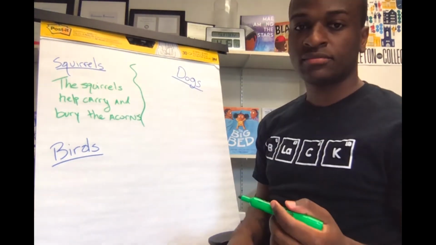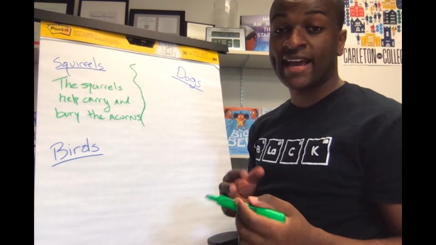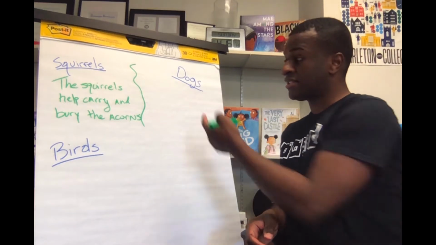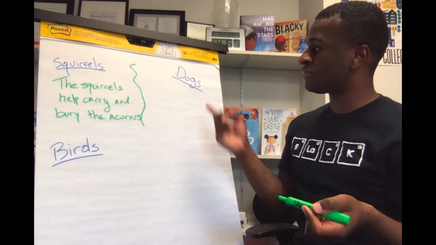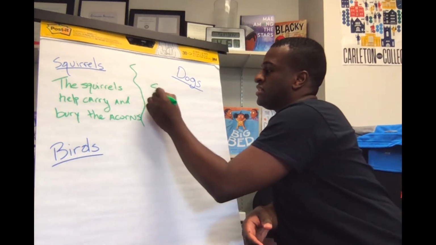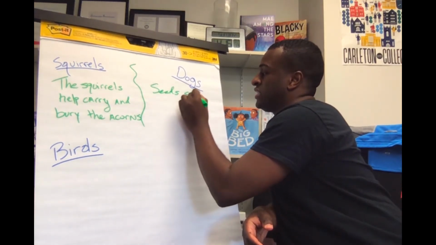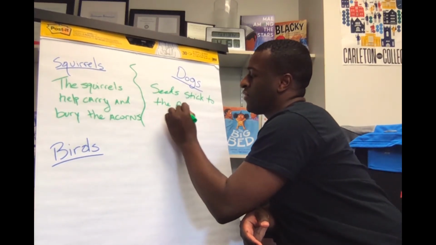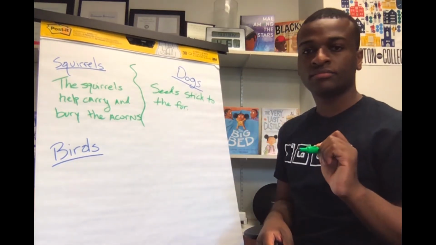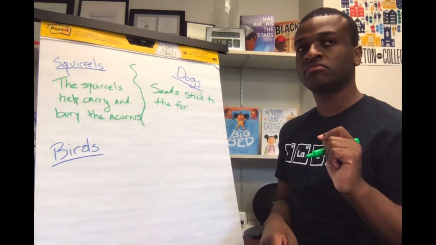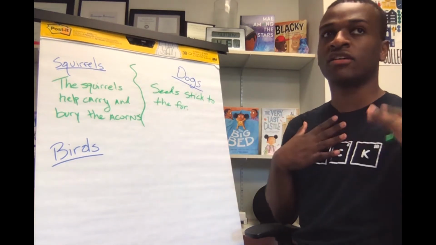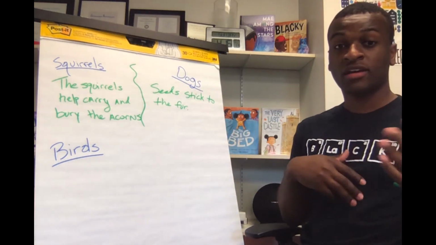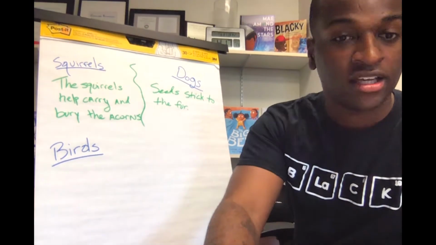So let's think about dogs. The burrs catch the stick of the animal's fur. So just like we saw with a bison, it's the same thing that happens with dogs. And when the seeds get stuck to the fur, they can move. So I'm going to say seeds stick to the fur. Makes sense. So as the dog is walking through, the seeds get stuck on it. The dog goes to another part of the garden or another part of the yard or another part of the dog park, and then it comes off. And now that seed is likely to be planted.